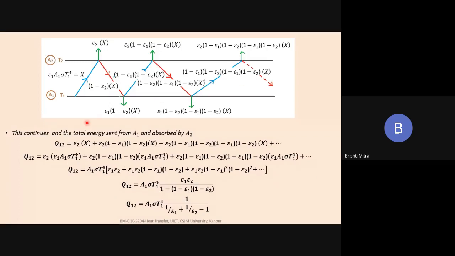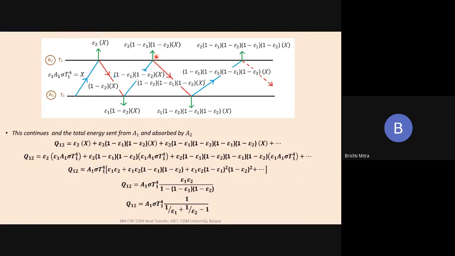So now let us look at this if it continues, and the total energy sent. Now we are trying to understand what is the total energy sent from 1 and absorbed by 2. So what is the total amount of energy which goes from 1 and is absorbed by 2? We are just looking at the green arrows out here. These 3 green arrows which are falling on plate 2. So this is Q12. Look at the first green one. What is it? This is epsilon 2 into x.